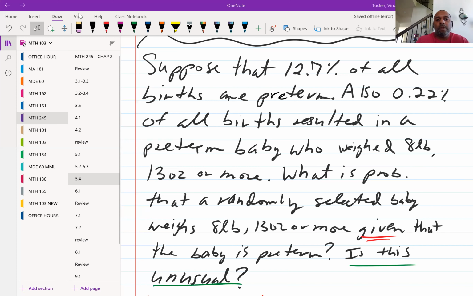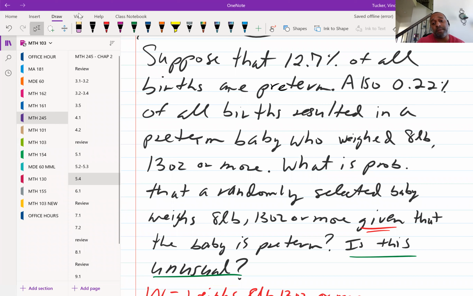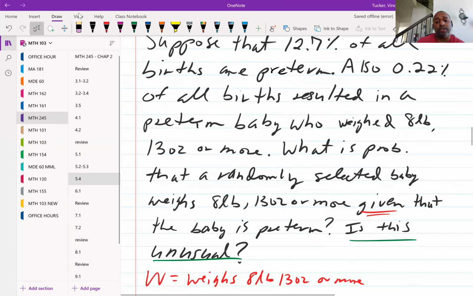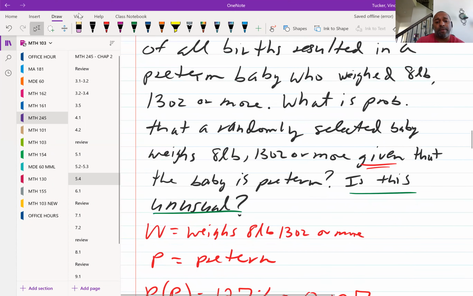All right. So we have supposed that 12.7% of all births are preterm, and 0.22% of all births resulted in a preterm baby who weighed 8 pounds, 13 ounces or more. I want to find the probability that a randomly selected baby weighs 8 pounds, 13 ounces or more, given that the baby is preterm. Is this unusual? So just like before, I'll establish what I'm going to call these two events, these two categories, using W and P.